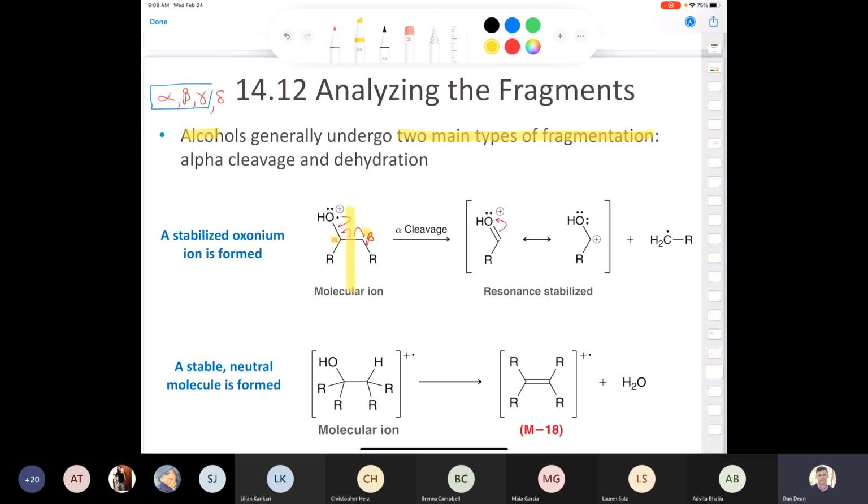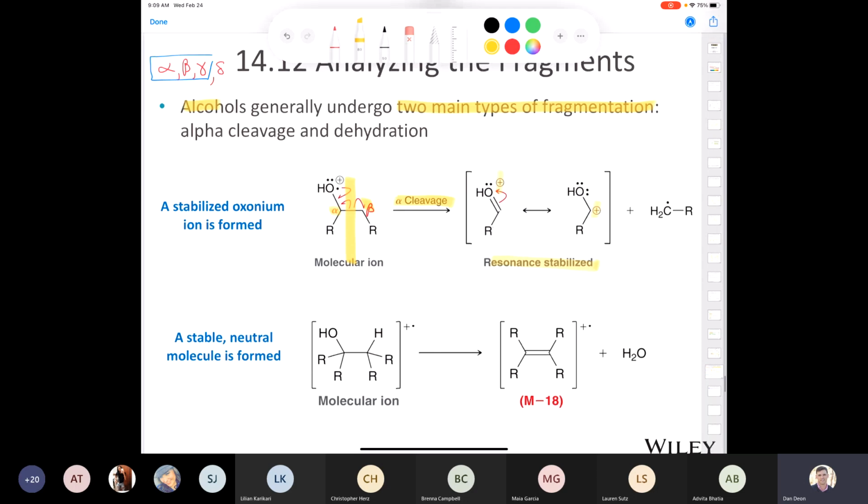If that gets broken, you end up with a resonance stabilized cation, not a carbocation, but a cation that's shown here. So it's very common to get what's called alpha cleavage, okay? Again, it's just a bond broken between the alpha and beta carbon. Again, it's easier to understand when you've tried it or seen it in a problem.